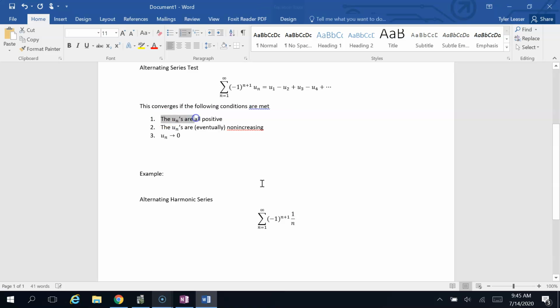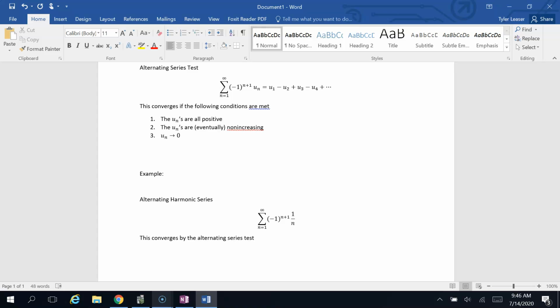They are definitely positive as n goes from 1 to infinity. Don't forget that this -1 to the n plus 1 is not included in the u sub n. The u is just the other part, so just the 1 over n, which is always positive. They are non-increasing, right? As my n's get bigger and bigger, this term is getting smaller and smaller. And as n goes to infinity, 1 over n does go to 0. So this converges by the alternating series test.